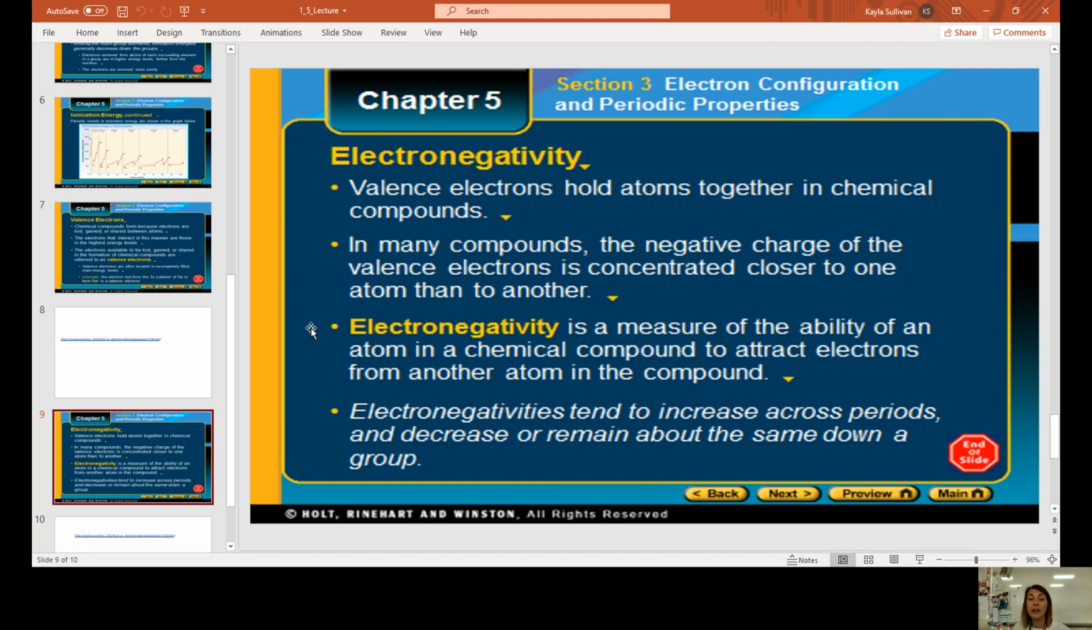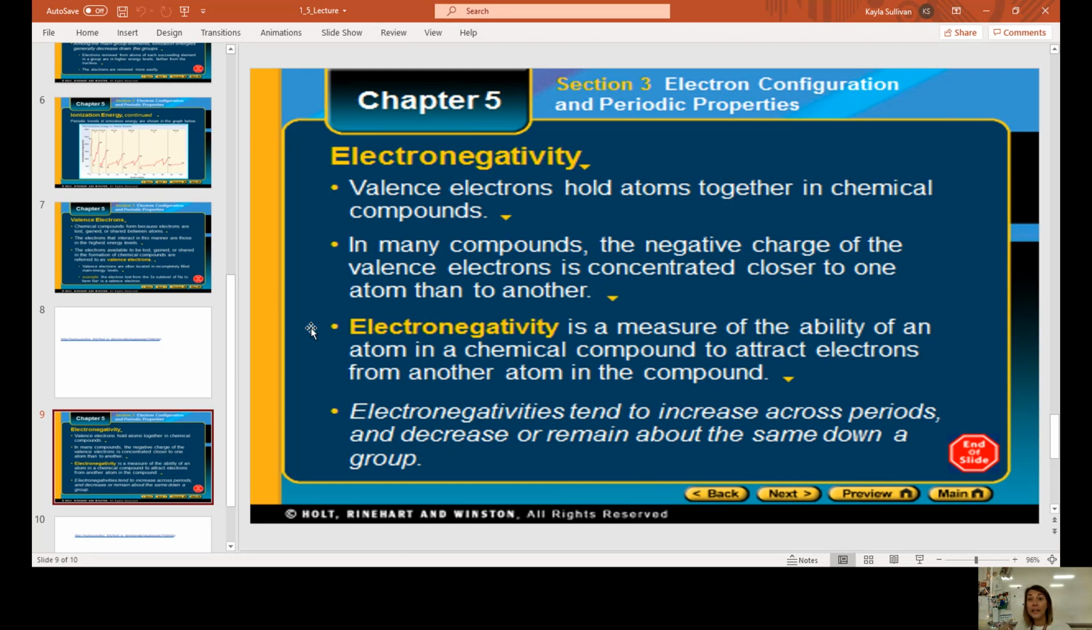Electronegativity is the measure of the ability of an atom in a chemical compound, remember compound means more than one, so oxygen and hydrogen, to attract electrons from the other atom. So hydrogen has 1 electron, oxygen has 6. Oxygen really, really wants 8. Hydrogen wants 2, but it doesn't really care. It comes together and oxygen grabs the electrons and pulls. Oxygen has a higher electronegativity.